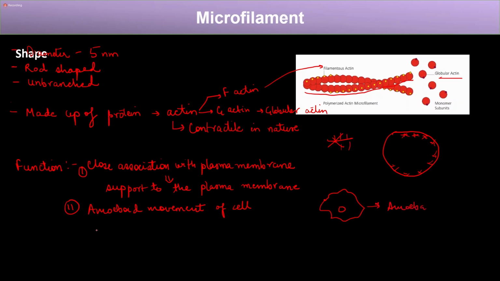But apart from amoeba, we also have in our body a cell that also has this amoeboid movement, and that cell is known as macrophages. So the macrophages and amoeba are the cells that undergo this amoeboid movement, and this amoeboid movement is caused by this special cytoskeleton that is known as microfilament.